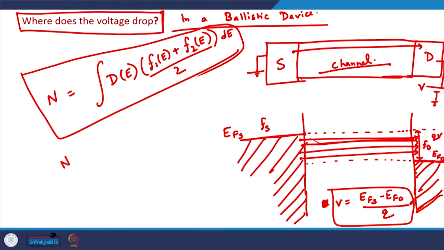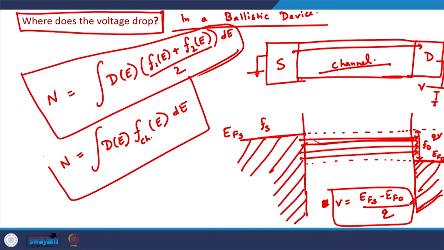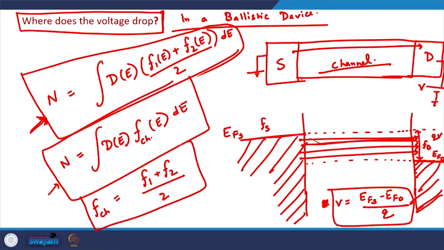If we equate this expression with a more conventional expression for calculating the carriers in an electronic device, this is how we would do it. Let us say that the Fermi function of the channel is F_CH and the density of states is D(E), then the number of electrons in the channel will be given by this expression. From our general calculation, we obtain the steady state number of electrons as shown in this expression. So, by equating these two, in a way this Fermi function can be said to be the average of the two Fermi functions.